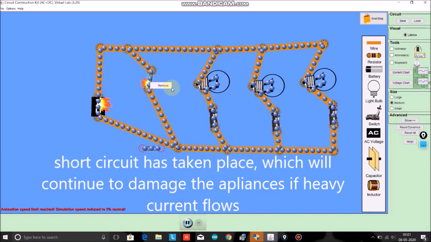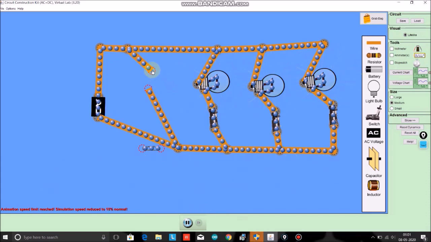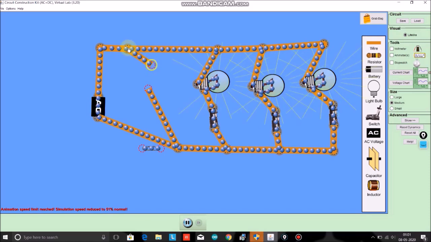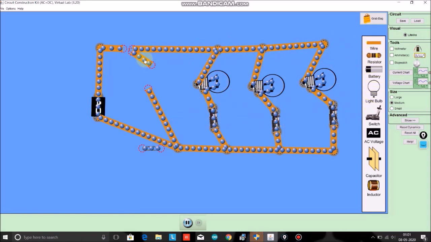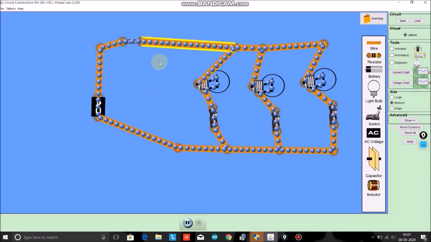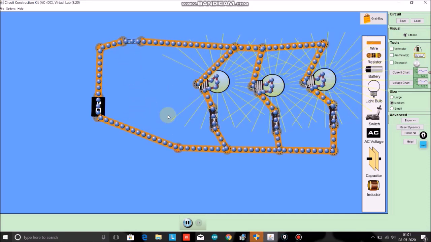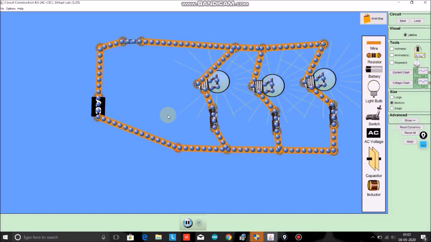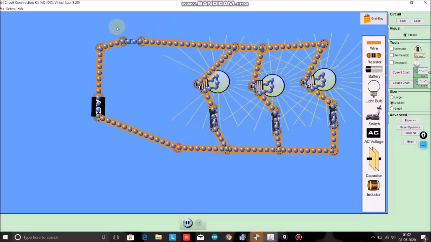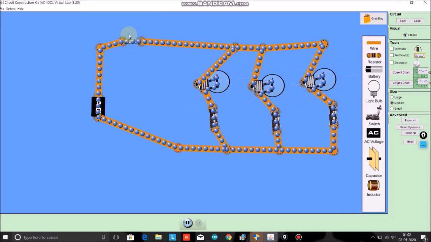Now let me take off this fuse. Let me remove it, and let me remove this wire also. This wire also, and let me keep this fuse now here. Right? It's connected. Now you can see that the bulbs are glowing and the fuse is working here if you connect it in series. So there is short circuit.